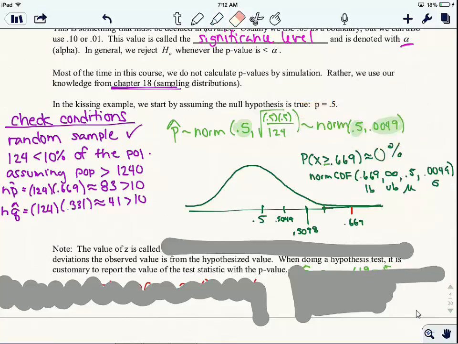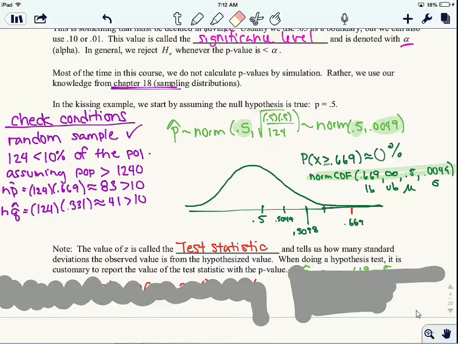And what we want is the probability of getting 66.9% of the population to tilt right, assuming that it was really a 50-50 chance. And when we did it from a simulation, we got 0. If we put it in our calculator, we'd also get about 0%. And here would be the calculator stuff.